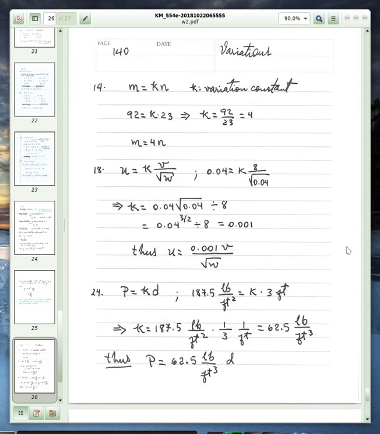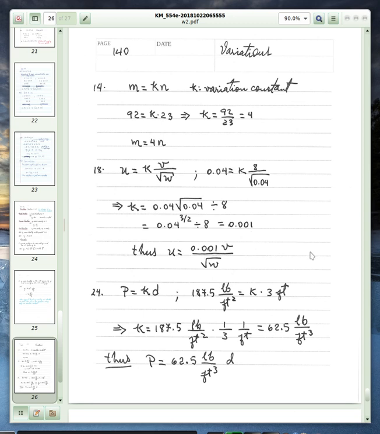And here are some problems from page 140. So go through the problems, don't get stuck on how I get this, just use a calculator and you'll see that you end up having 0.001.